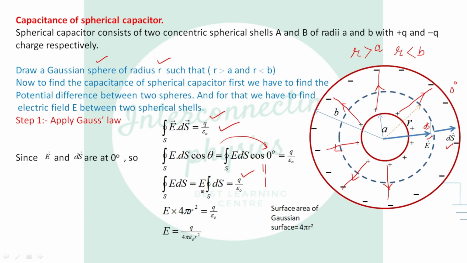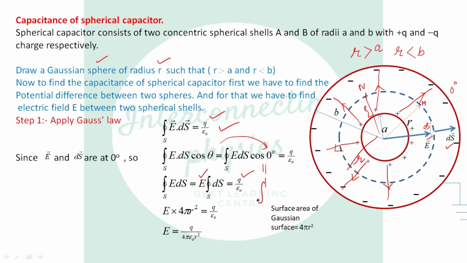Now E can be taken out of the closed integration because the Gaussian sphere is symmetric. What is the key point of a Gaussian sphere? It should be symmetric, and here it is. If at this point the radius is r, and at another point the radius is also r, this means the electric field at every point of the Gaussian surface will be constant. So E can be taken outside the integration.